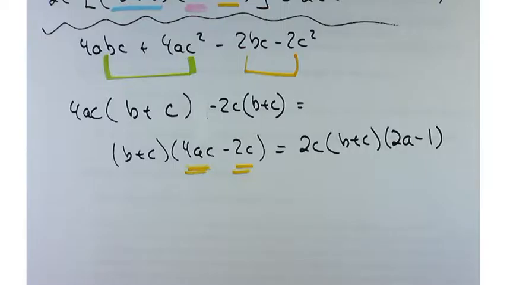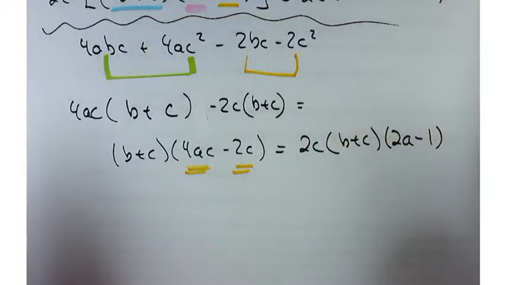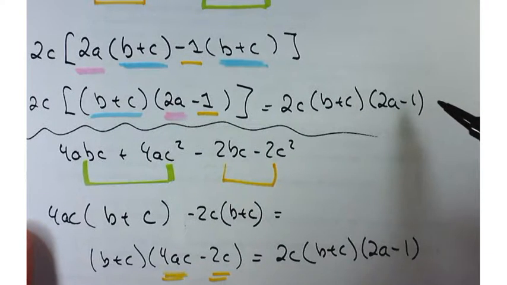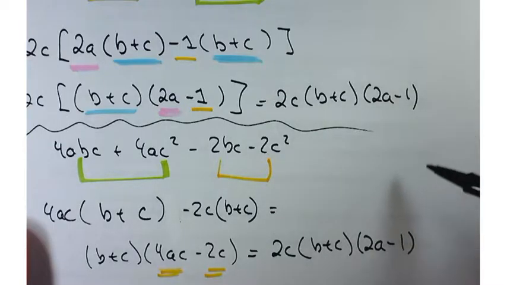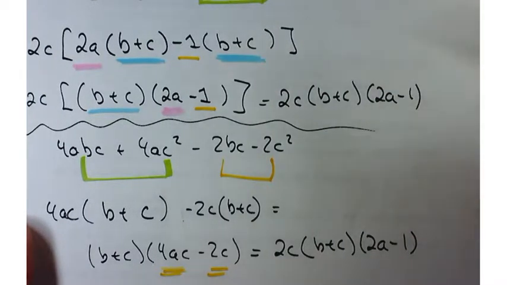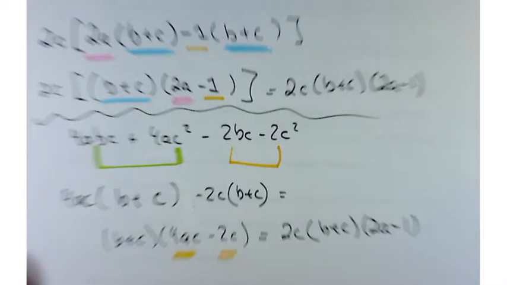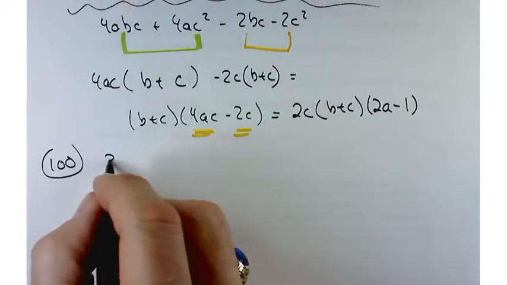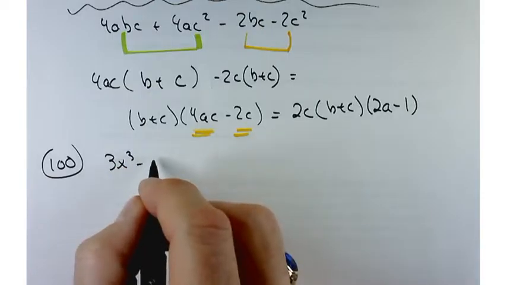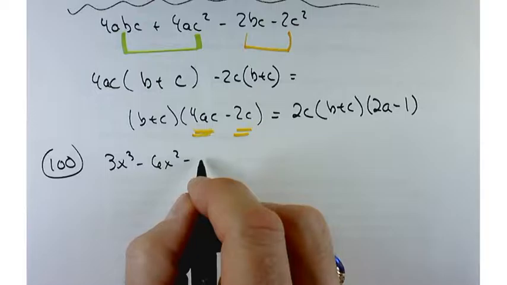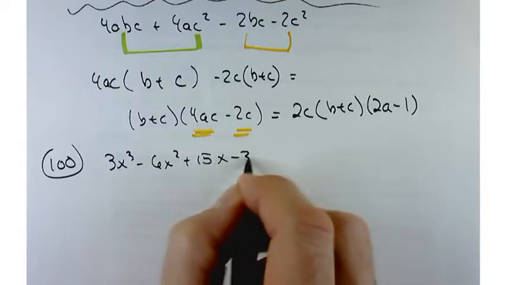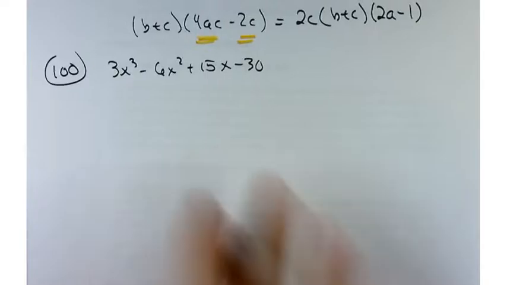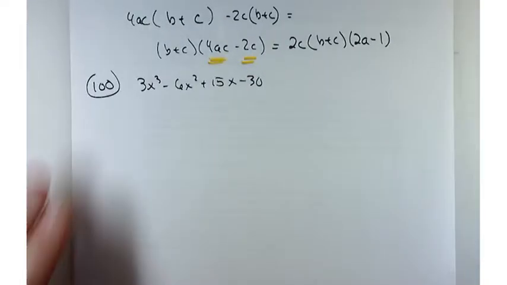Before I give you one to try, are you okay with either of those two? One way or the other, I want you to get down to this as a final answer. Now, if it's by factoring out the GCF first or last, it doesn't matter to me. I'd suggest you do it first, but it's up to you. Also up to you is problem number 100. So 3x cubed minus 6x squared plus 15x minus 30.